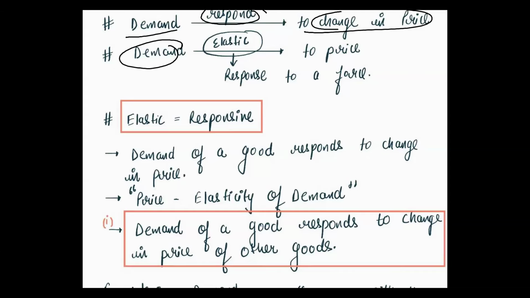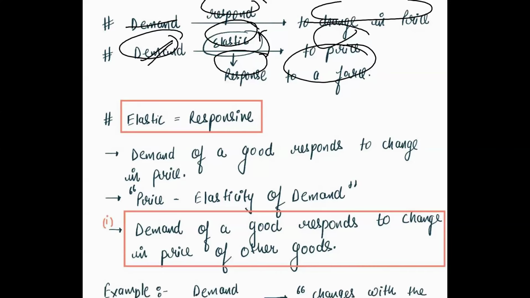I told you, the independent variable will not respond now. The independent variable will apply the force. The dependent variable will respond to the independent variable, right? So demand is responding with the change in price. So demand is elastic. Response ka other name is what? Elastic to price. So demand to price is kya hai? To a force. Price is a force here. I hope till here everyone is clear now.